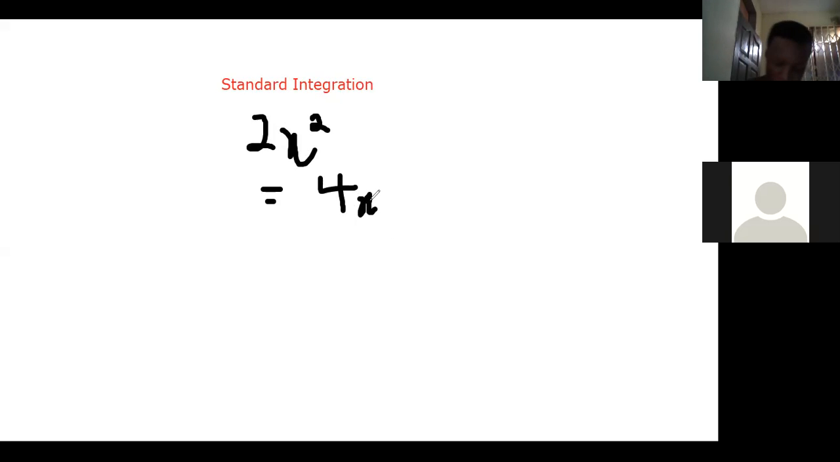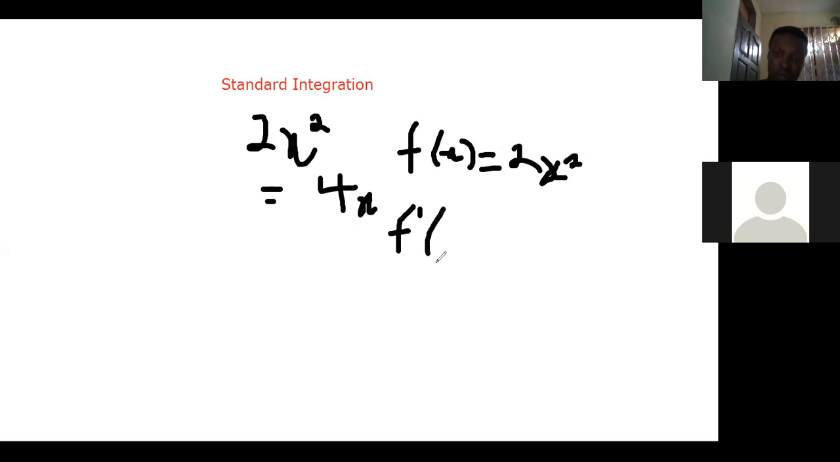Yes. So if I said f of x is equal to 2x squared, then that means differentiating this, f prime of x, will give me 4x.